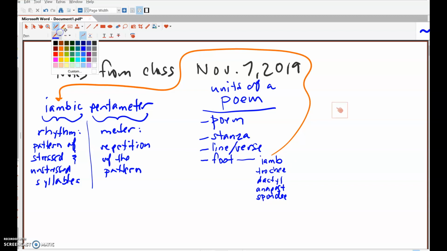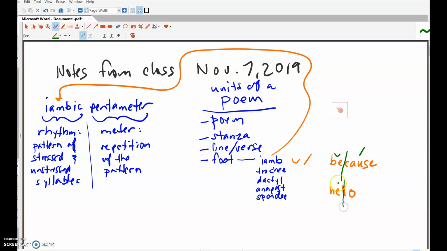So an iamb is an unstressed syllable followed by a stressed syllable. So for instance, if we take the word because, that word is iambic in form. Because if we draw a line between the syllables, the be part of the word is unstressed, and the cause part is stressed. We say because. We don't say because. Another word that is iambic is the word hello. And if we were drawing that line, again, it would be right between the L's, hard to do, unstressed, stressed.